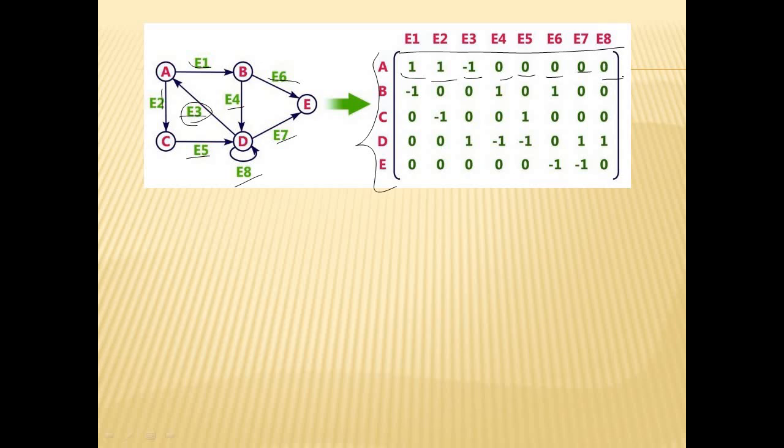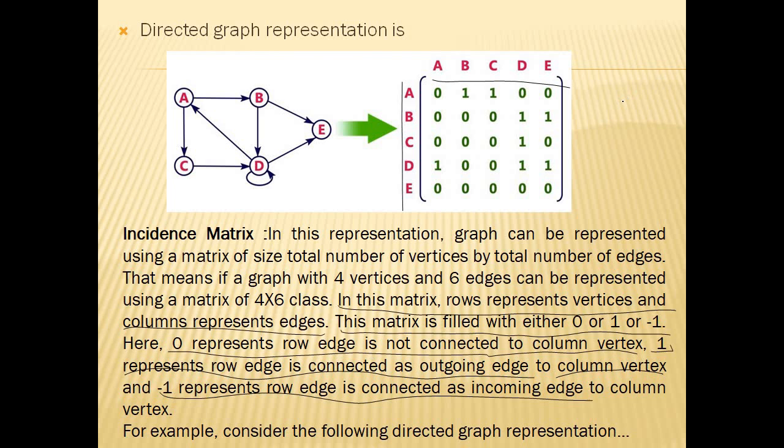Same for B with E1. Yes, but it is incoming. That's why -1. And it doesn't have any connection with E2, E3. E4. Yes, it is connected, but it is outgoing. That's why 1 is represented. 0. E6. So B is connected with C. It is outgoing. That's why 1 is represented. Remaining zeros. Like this, incoming edges are represented with -1. Outgoing edges are represented with 1. If you don't have any link, then it is represented with 0. So this is about incidence matrix representation.